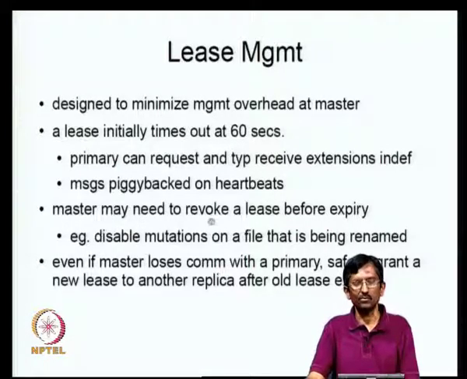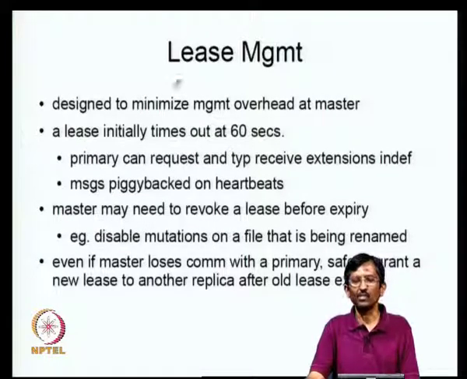The master also has some control over things. It can revoke a lease before expiry. For example, if a file is getting renamed, you want to prevent mutations on that file while this concurrent operation is going on. You want to avoid that concurrent operation, and therefore you can essentially take back the lease. Once the lease is taken back, there is no way anybody can modify that particular file. Okay.